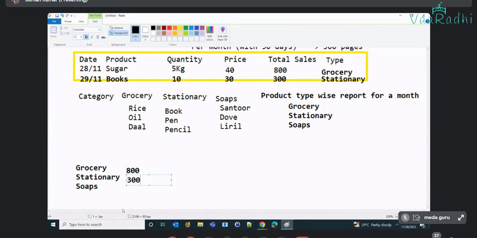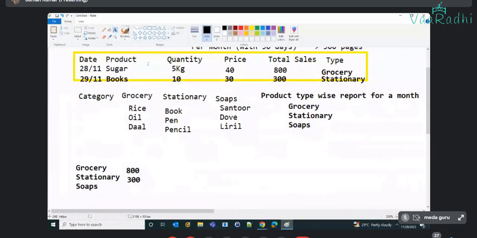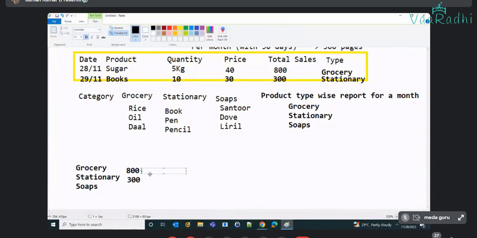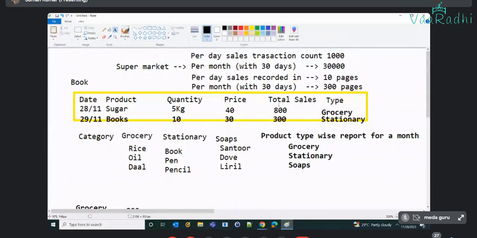So like this, I'll go through transaction by transaction recorded in my book, and I have to keep adding the total sales of that particular transaction based on the type of the product that got sold in that transaction. Clear? So it's a very painful job because you are maintaining all this sales information in a book this way. Per day, you're having 1,000 sales transactions. Per month, you're having 30,000 sales transactions. To record your sales transactions, it takes 10 pages for a single day. So for 30 days, it will become 300 pages.